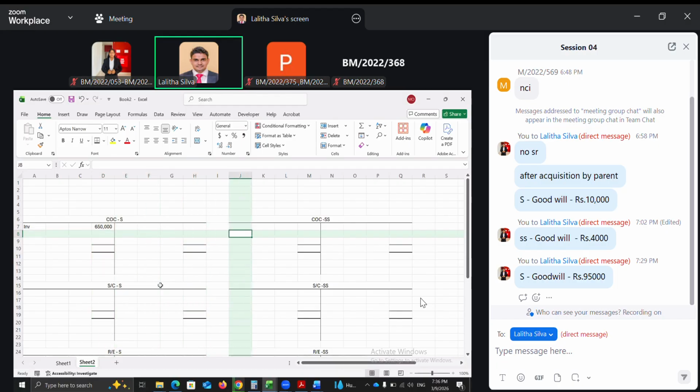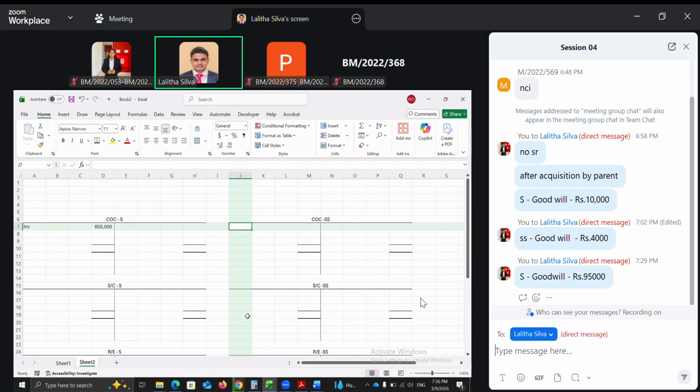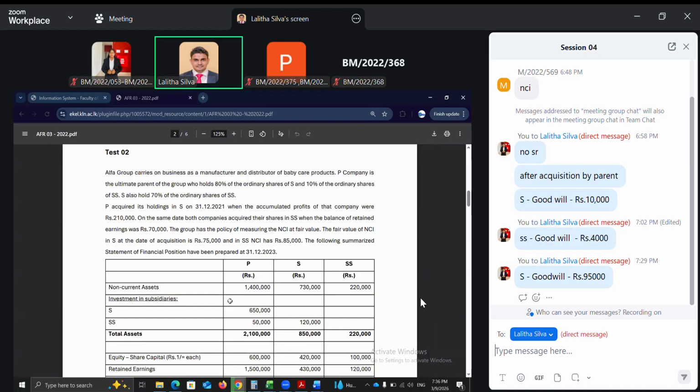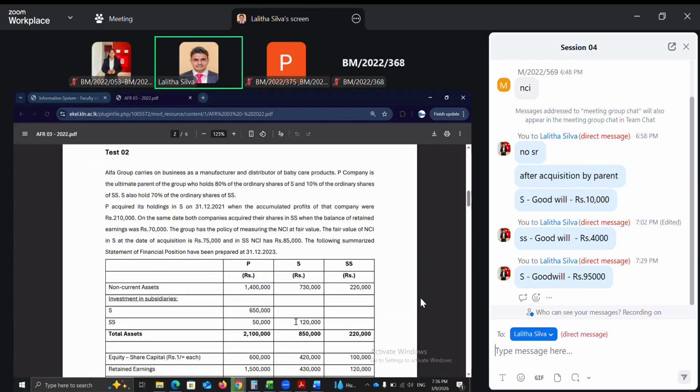Then when it comes to the SS, we have two investments. One investment made by the parent, 50,000. Again, as this investment is made by the parent, we can take the total amount. Investment account credit, COC account debit. But when it comes to the second investment in entity SS, this is made by entity S.